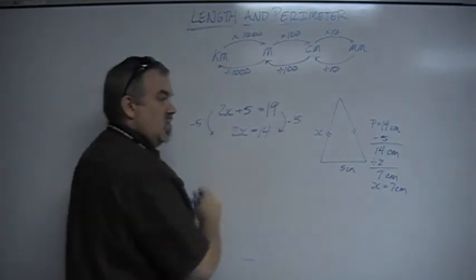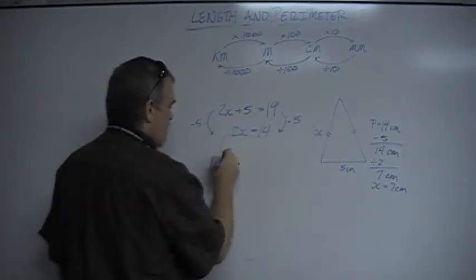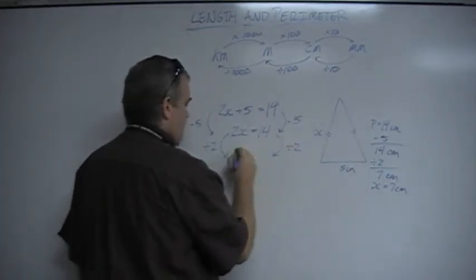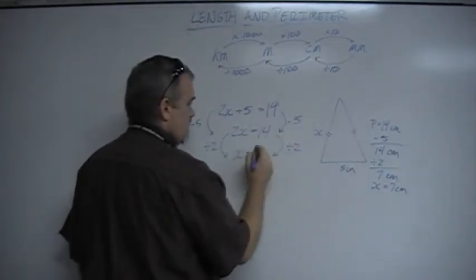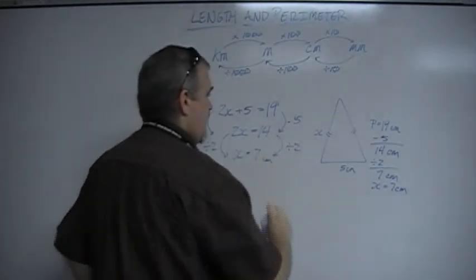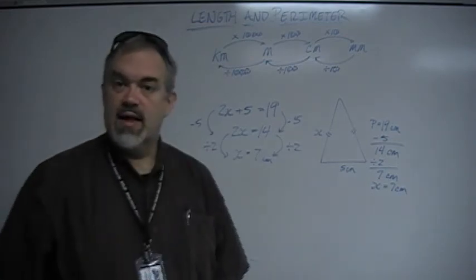And then we undo that 2 times x by dividing. We divide by 2. And we get x is equal to 14 divided by 2 is 7, or 7 centimeters in this case. And that is length and perimeter.